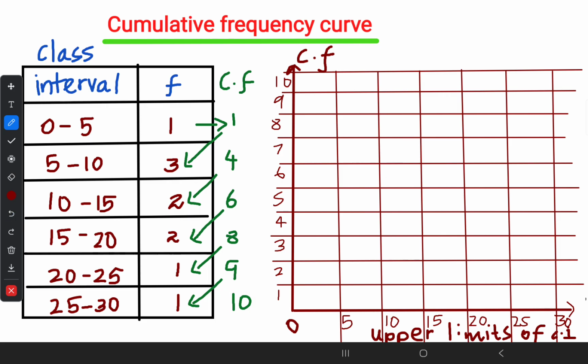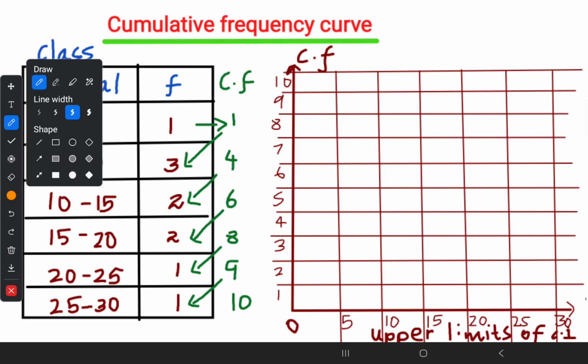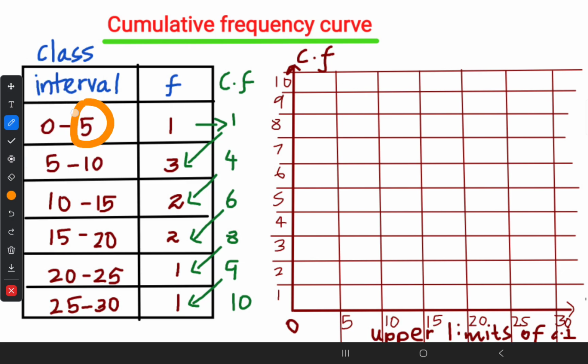The maximum is 10. Then let's mark our coordinates. First coordinate 5 and 1, the upper class limit and corresponding cumulative frequency. Here, the first point would be here. Second point, 10 and 4, exactly here. Thereafter 15, 6, 20, 8, just here, and 25, 9, 30, 10.